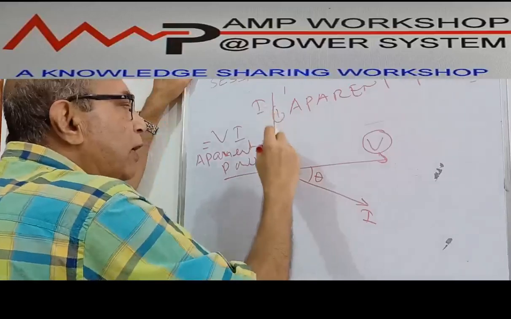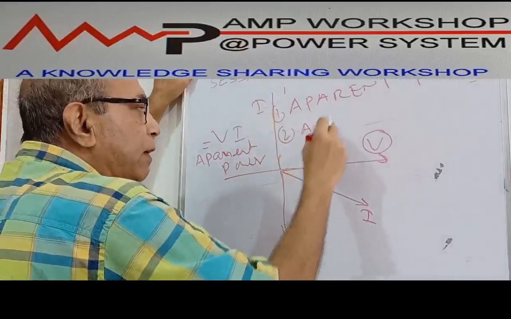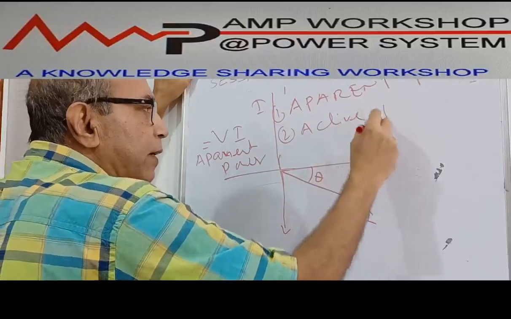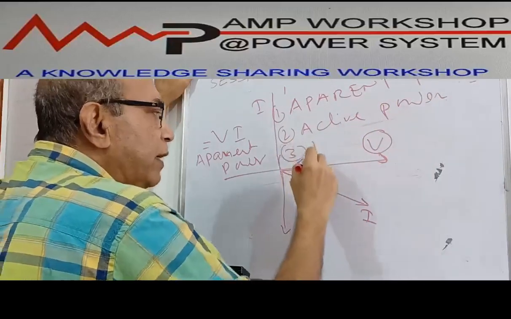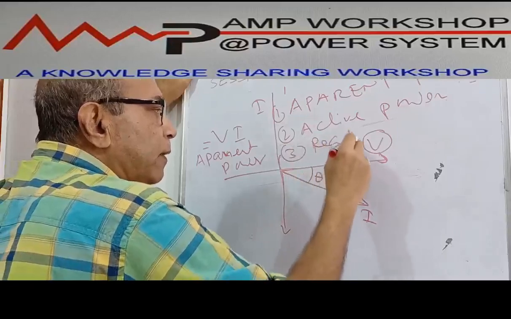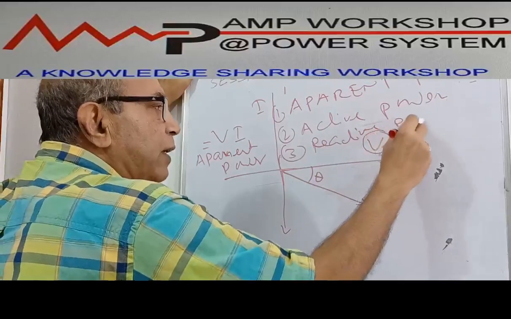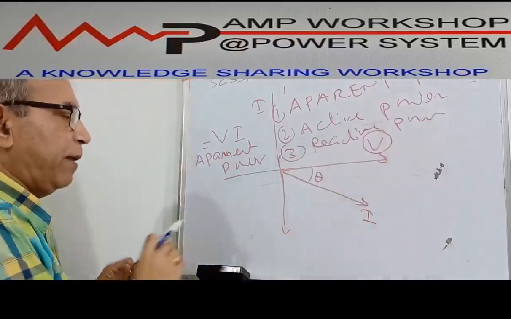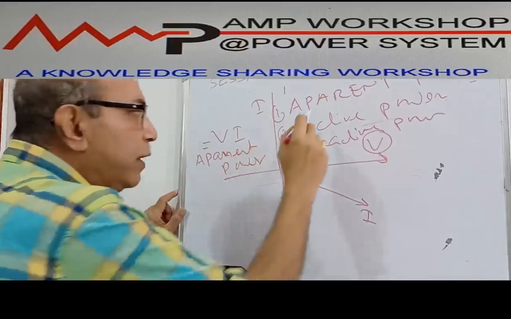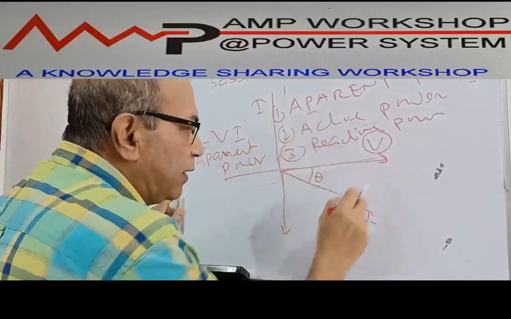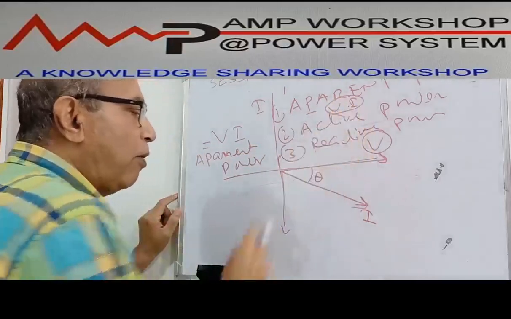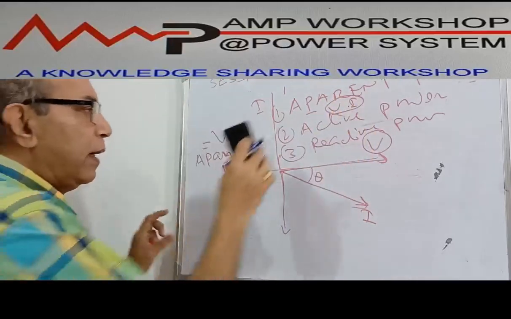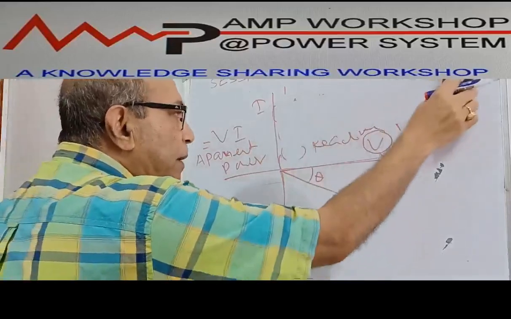Second we call active power. There are three powers we define in case of an AC circuit: apparent power, active power, and third, reactive power. What is apparent power? When we multiply voltage and current, V into I, we call it apparent power or volt ampere. Okay. Now, what is active power and reactive power?